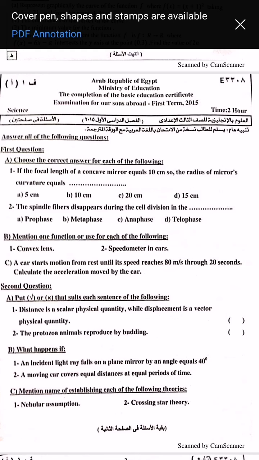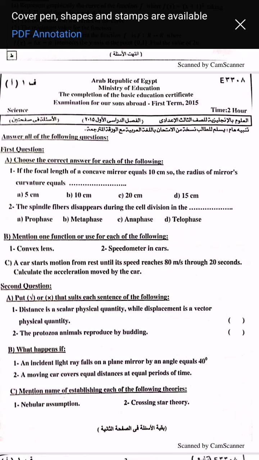Question number 1, choose the correct answer from each of the following. Number 1, if the focal length of a concave mirror equals 10 centimeter, so the radius of mirror's curvature equals 5 centimeter, 10 centimeter, 20 centimeter, 15 centimeter. The answer is, of course, 20 centimeter. We know the radius equals double the focal length. So if the focal length equals 10, the double equals 20 centimeter.